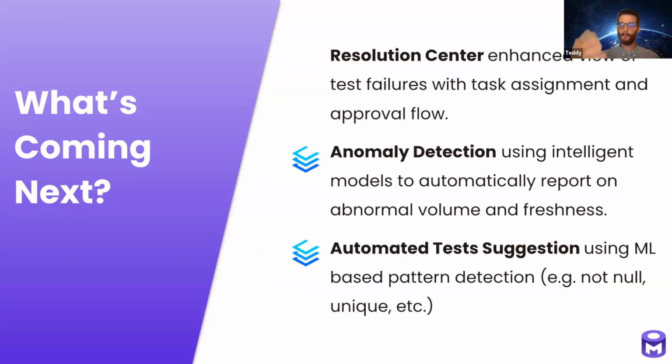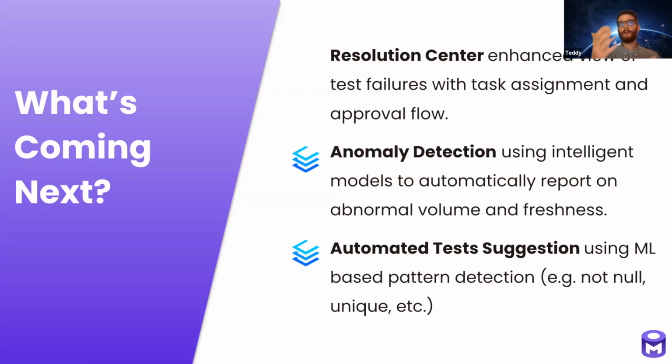We want to keep pushing and go even further into solving that observability and quality issue, right? So we'll be working on implementing a resolution center, which will be an enhanced view of your test failure where you can assign tasks and define approval workflow. For Collate, we'll be going into the anomaly detection space to be able to use intelligent models to automatically report on abnormal volume and freshness.